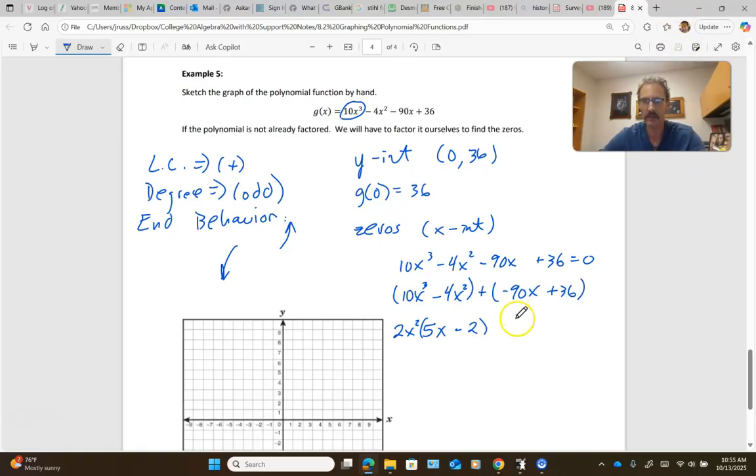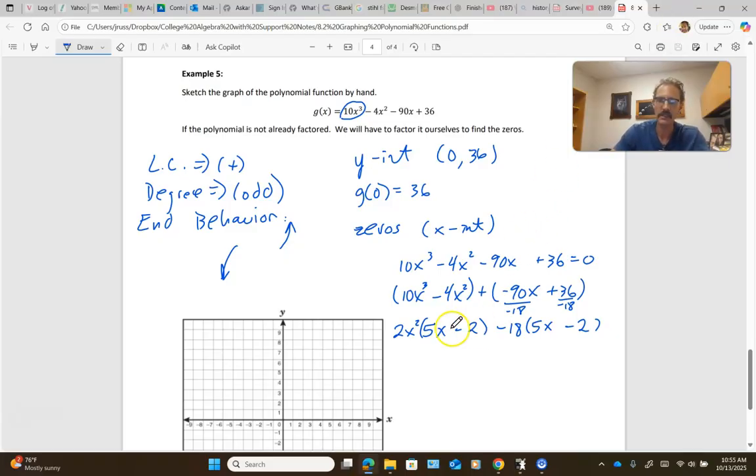Now let's go to the last 2 here. These 2 don't both have x in common. There's a lot of numbers they have in common, but the largest one is going to be negative 18. You may be wondering, well, why negative? Well, because I want my signs to match up with what I already have in this first set of parentheses. So if you go back and divide both of these by negative 18, negative 90 divided by negative 18 is positive 5. You'll have that x left. And 36 divided by negative 18 is negative 2.